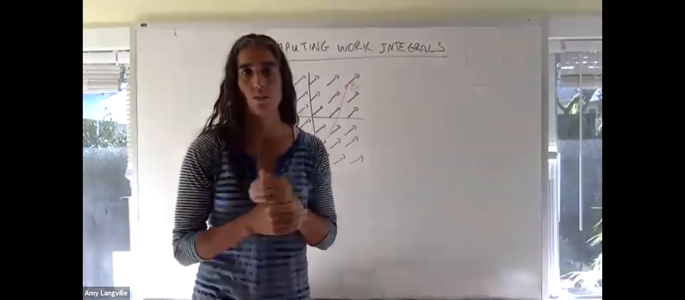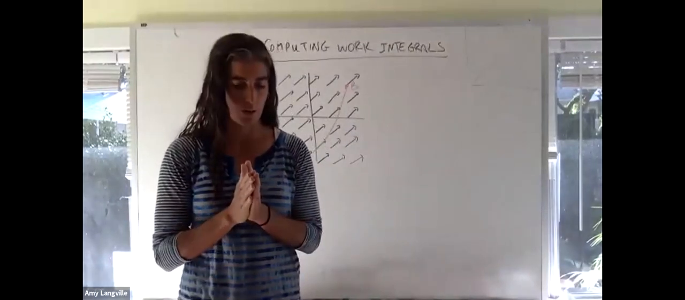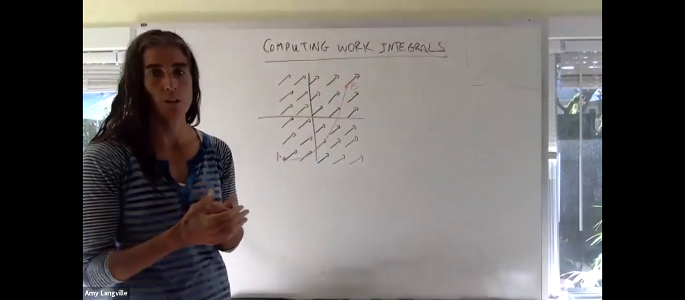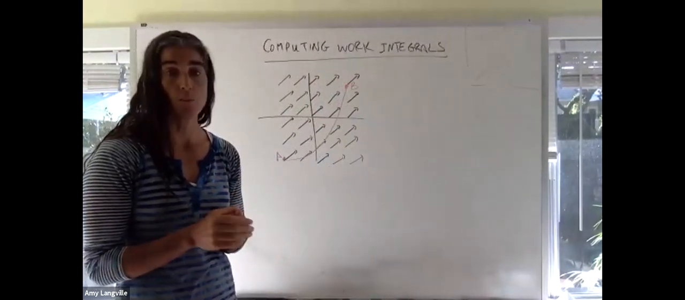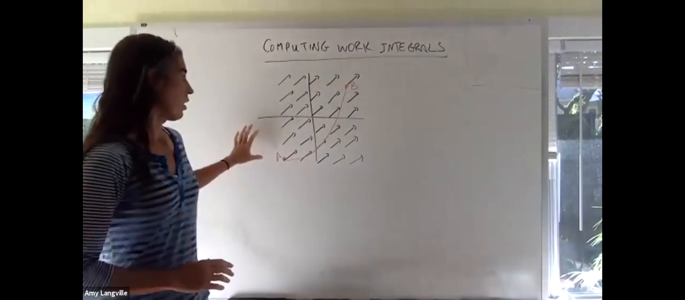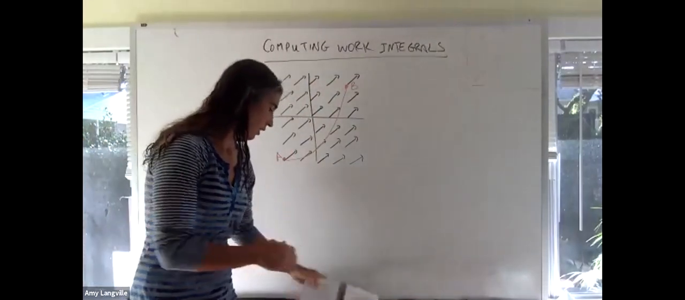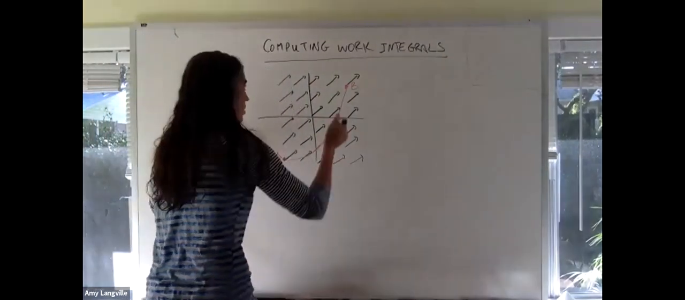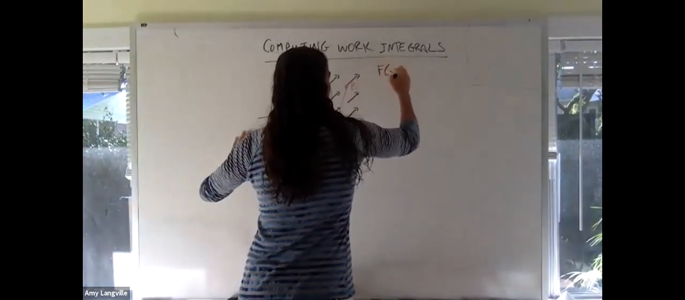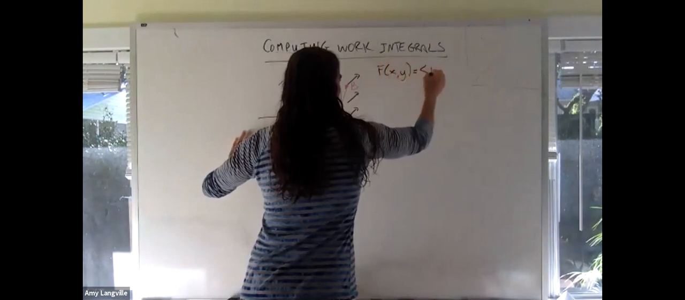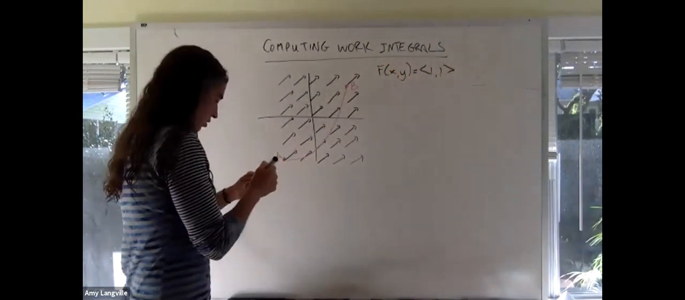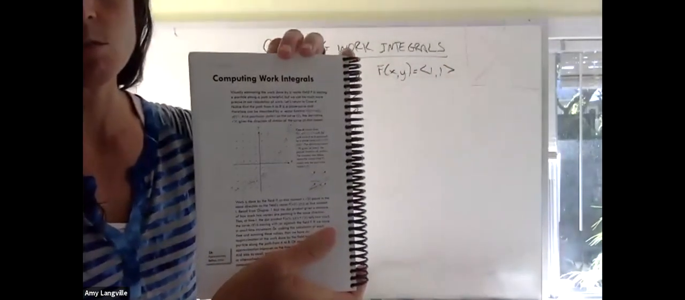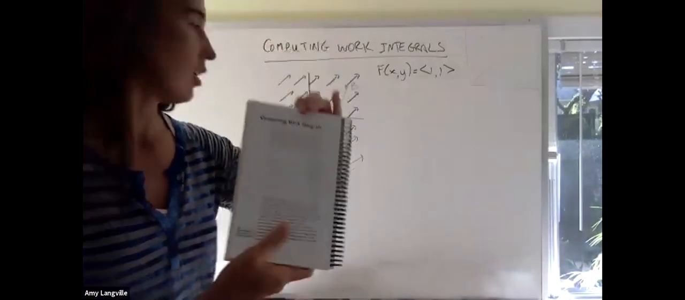Okay, hello class. So we had finished up last time talking about how to estimate the work done by looking at a vector field, and now this lesson is about computing it precisely. And so this is a vector field, f of x y equals <1, 1>. So a nice, easy, constant one to plot that I could do by hand. And we are on the page computing work integrals in your journals here. And that's the field I copied onto the board.